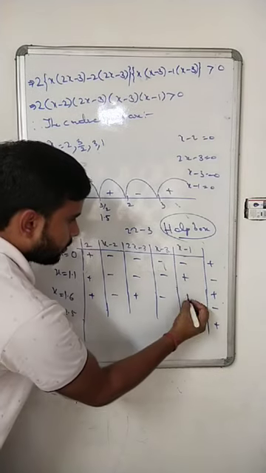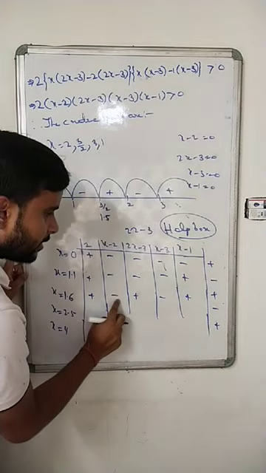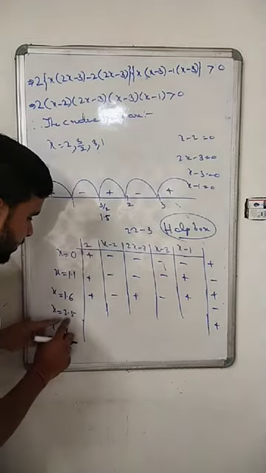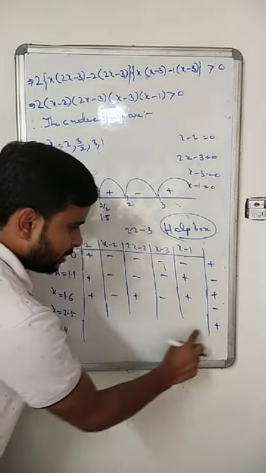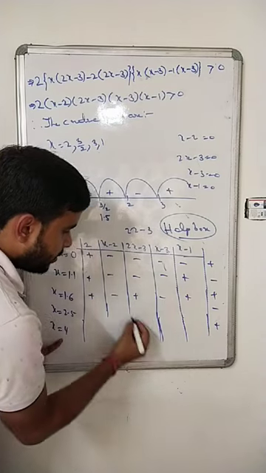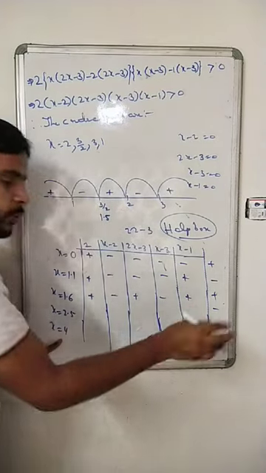Clear? So what is the answer? Minus, plus into minus, you are getting positive. For 2.5 you put, you will get negative. If you put 4 here and multiply, you will get positive. So I am just skipping this part. You will do it in your copy.